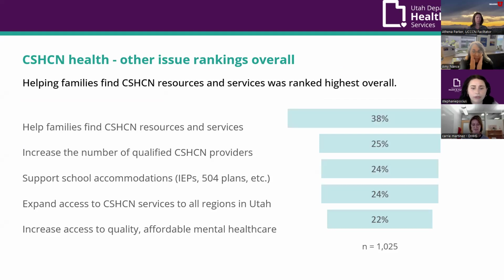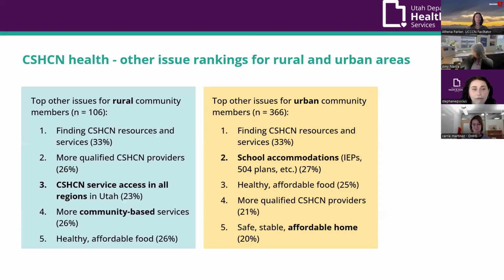The community and provider survey also asked respondents to rank other issues of concern. Finding SHIN resources and services was the top concern overall, followed by increasing the number of qualified SHIN providers and supportive school accommodations. Finding SHIN resources and services was the top concern for both urban and rural respondents.